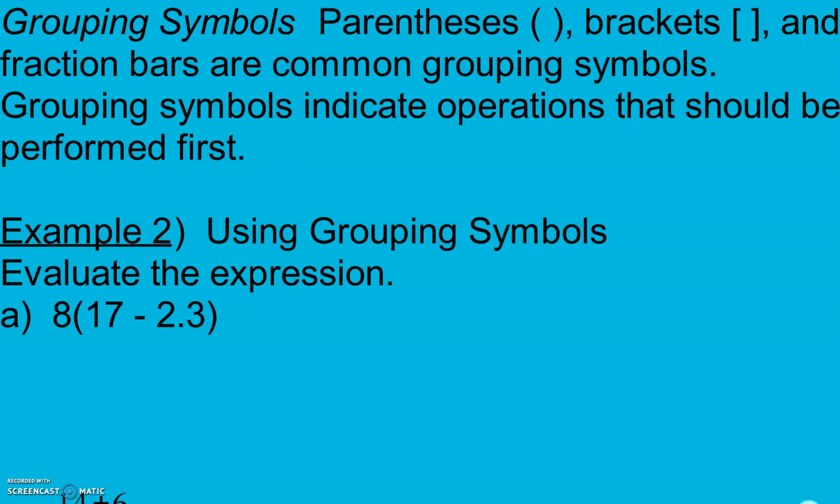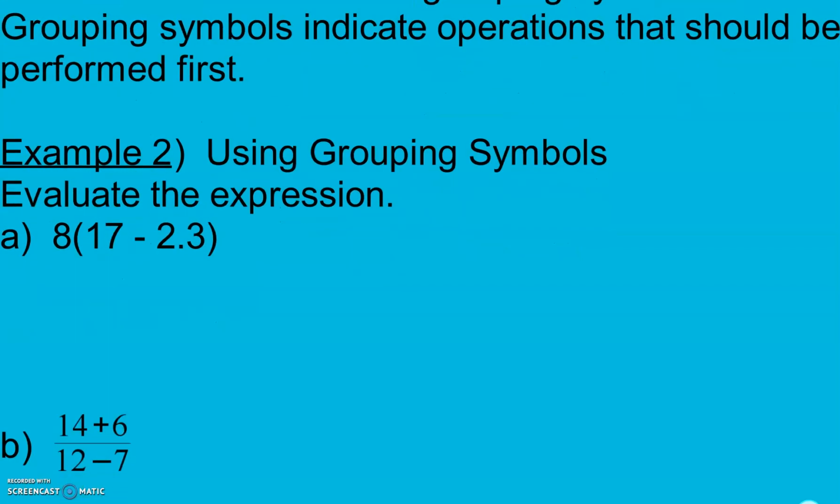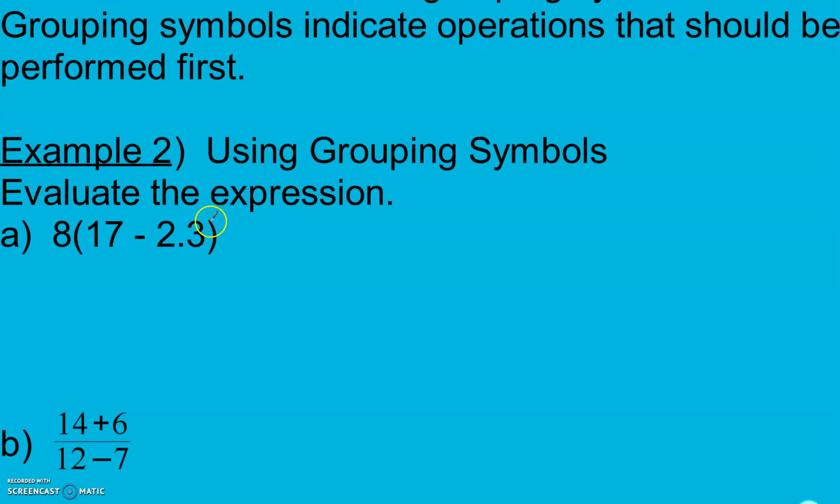As far as grouping symbols go, parentheses, brackets, fraction bars, those are all common grouping symbols. Grouping symbols indicate operations that need to be done first. So if we look at example 2, here we have parentheses. It tells us that everything inside needs to be done first. So I'm going to take 17 minus 2.3, and I'll get 14.7. That's still being multiplied by 8.